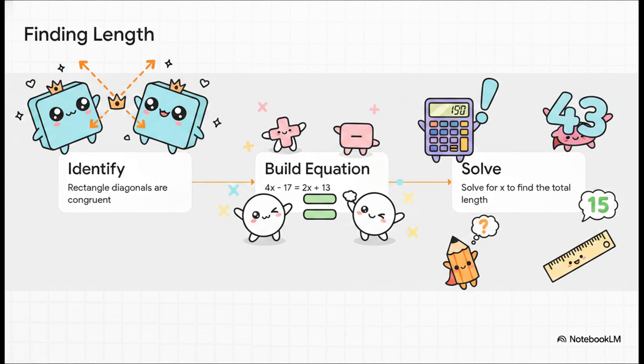Step 3, we solve for x. Subtract 2x from both sides, add 17 to both sides, and boom, we get 2x equals 30, so x equals 15. Finally, we plug that 15 back into our original equation, and we find the diagonal length is exactly 43. See? The geometry is what makes the algebra possible.